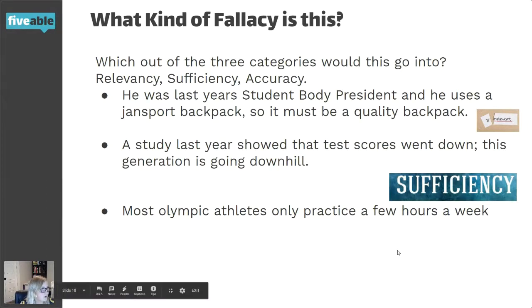Most Olympic athletes only practice a few hours a week, and that's not really an argument. I think I'd add to that: most Olympic athletes only practice a few hours a week, so I should be able to become an Olympic athlete.